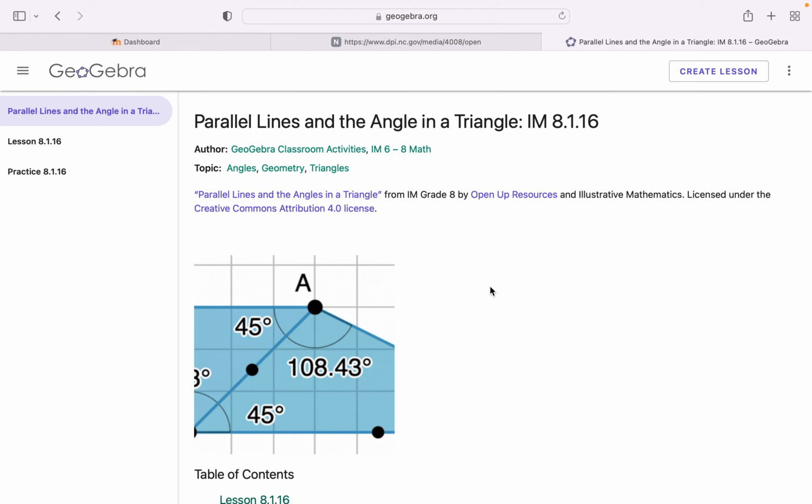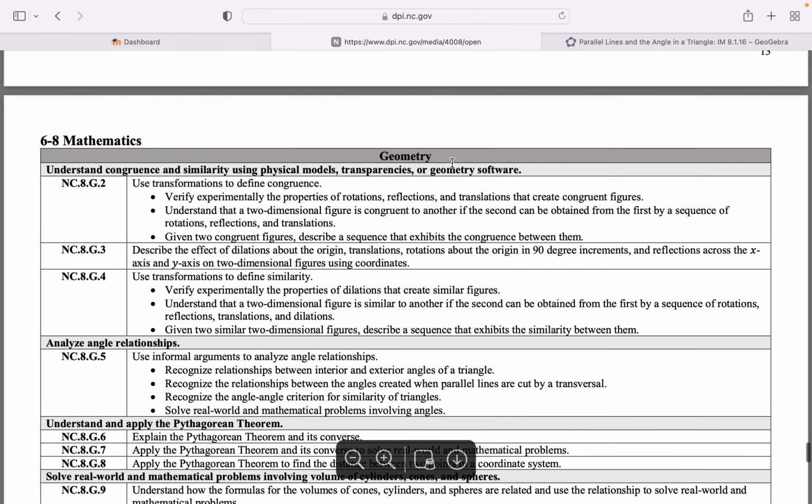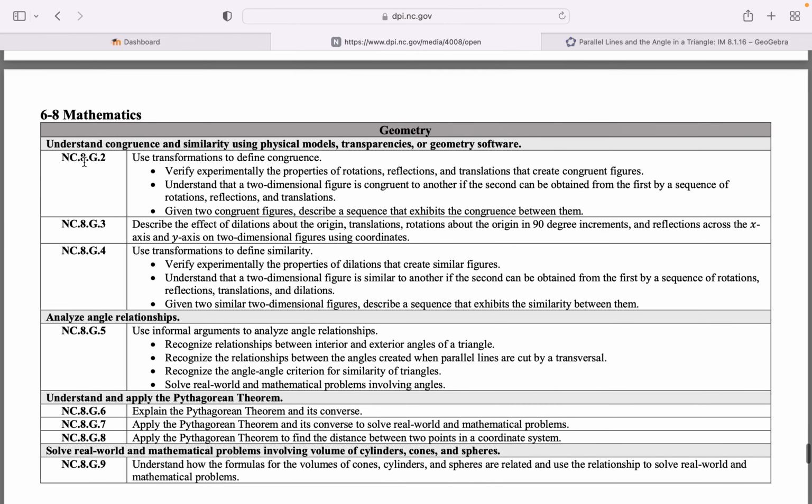We're going to be diving into a geometrical task using GeoGebra. We're going to be touching on parallel lines and angles of a triangle. This task is going to be used for 8th grade math class, where we can see that some NC standards we'll be able to use is this one right here.